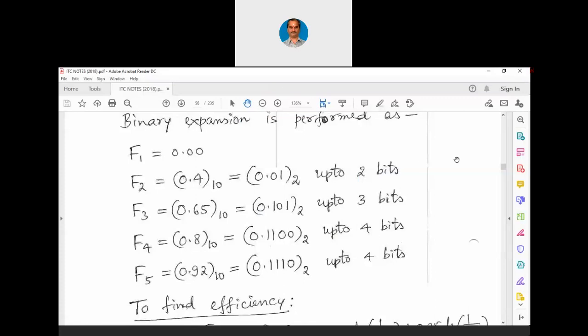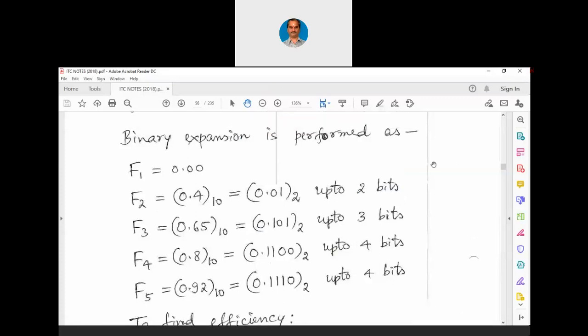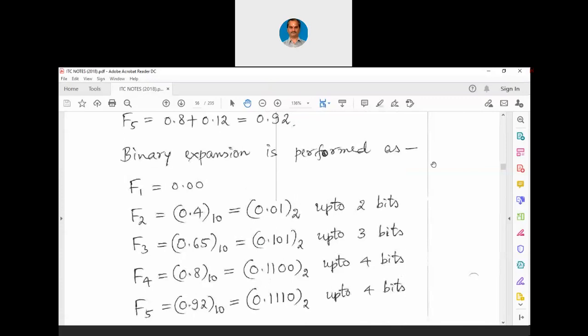Okay, let me continue. In the morning, we were discussing this particular exercise and I was telling you that we should get this binary expansion of the fractions. And we get 0.4 to the base 10, we convert it into binary, we get 0.01. 0.4 into 2 is 0.8, 0.8 into 2 is 1.6, and we already have this 0 and 1. That 1.6, also 0.6 into 2 again 1.2, it can go on that way. But it is not required for us here.